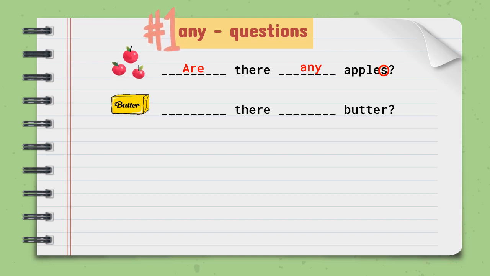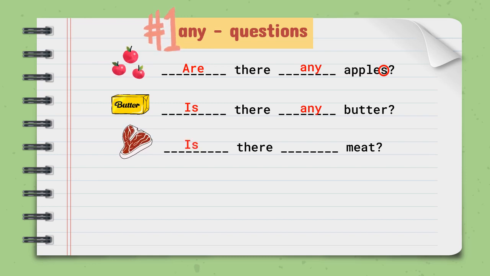Butter. So is it countable or uncountable? Butter is uncountable, so we use is there any butter? Now we have meat. Is it countable or uncountable? Of course it is uncountable, so we use is there any meat?